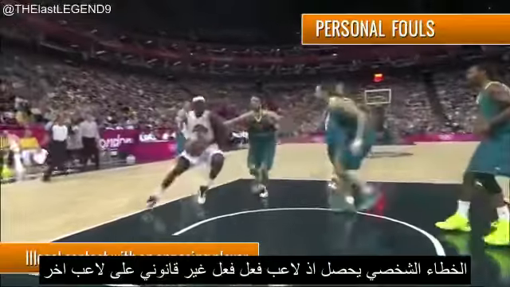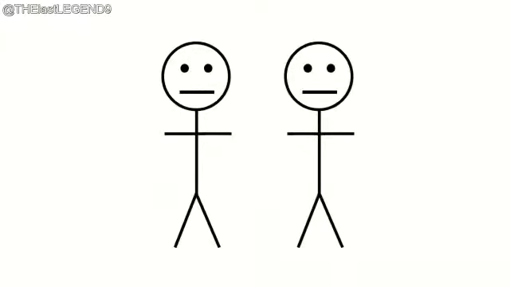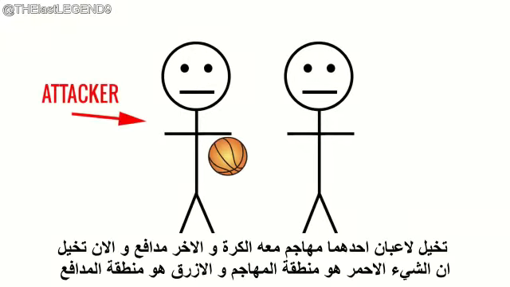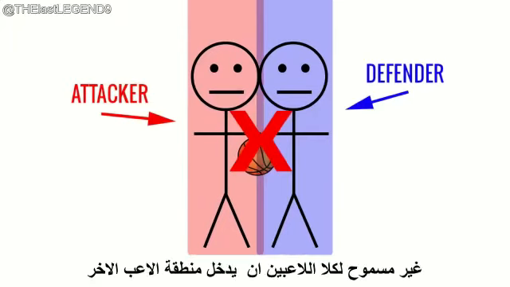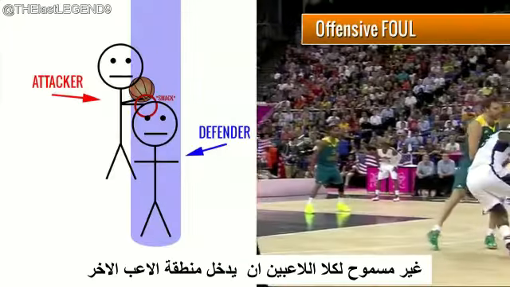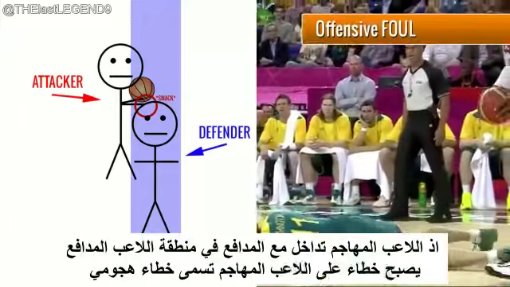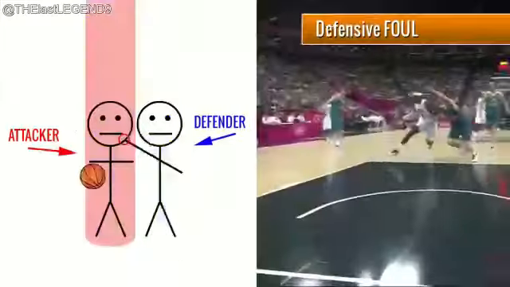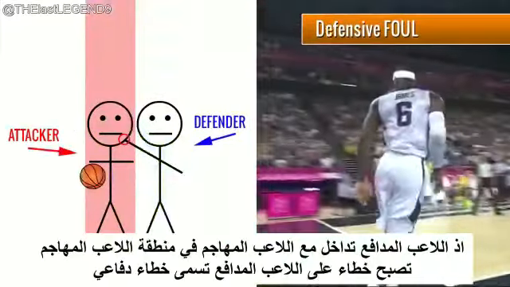Personal fouls occur when a player commits illegal contact against another player. Imagine 2 players, an attacking player with a ball, and a defending player without the ball. Now imagine 2 giant cylinders that surround them that extend from the floor to the ceiling. Neither of these 2 players is allowed to encroach in each other's cylindrical space. If an attacking player makes contact with a defender in his space, then it's called an offensive foul against the attacker. If a defender makes contact with an attacker in his space, then it's called a defensive foul against the defender.